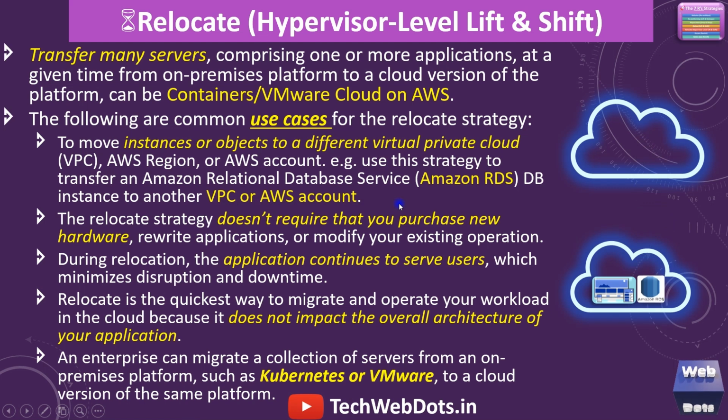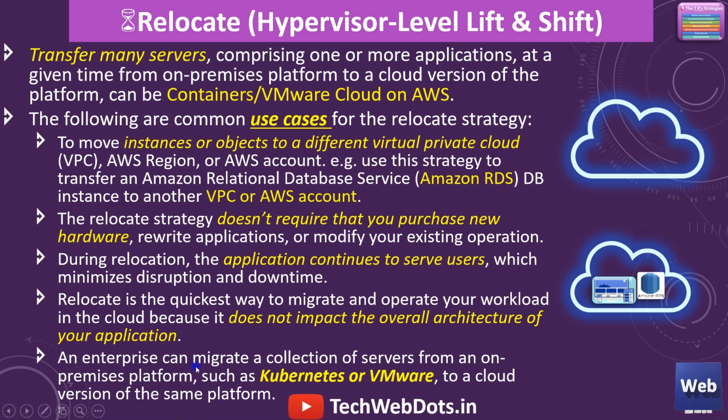This is also called migration. The relocate strategy doesn't require that you purchase new hardware. We don't want to purchase any new hardware. It's all on cloud. Rewrite application or modify your existing application, there will be no such operation gonna happen, right? So during relocation, the application continues to serve users, which minimizes the disruption and downtime. And relocate is the quickest way to migrate and operate your workload in the cloud because it does not impact the overall architecture of your application, because we are not touching that, right? We are moving as it is, right?